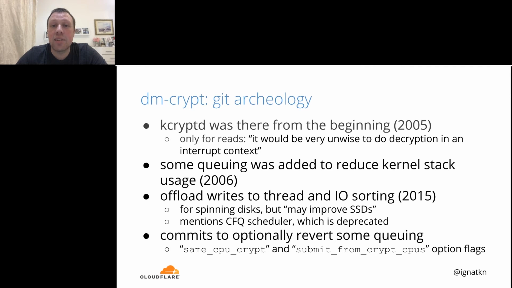And immediately in the same year, there were commits to optionally revert some of the queuing. So we were not the first to experience the performance degradation from the extensive queuing in dm-crypt. The optional flags we tried earlier were actually added in 2015 to bypass some of the queuing, mentioning that in some cases it reduced performance.